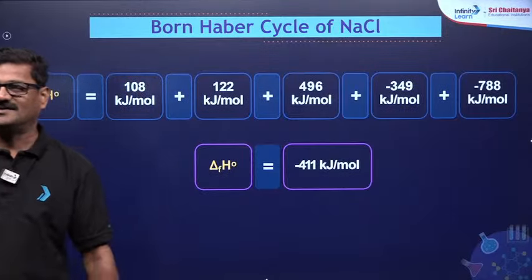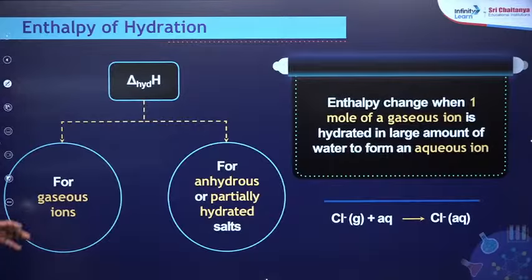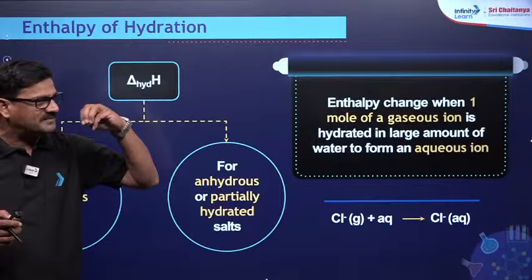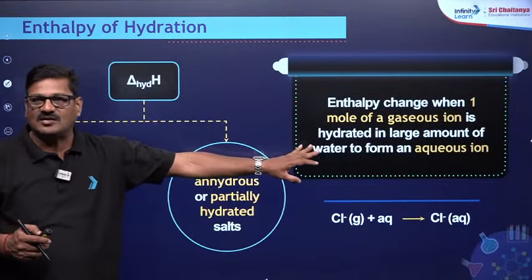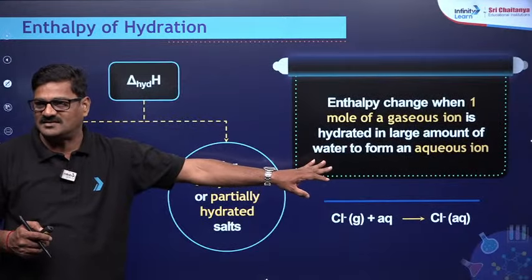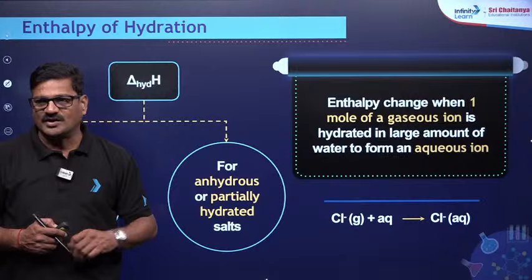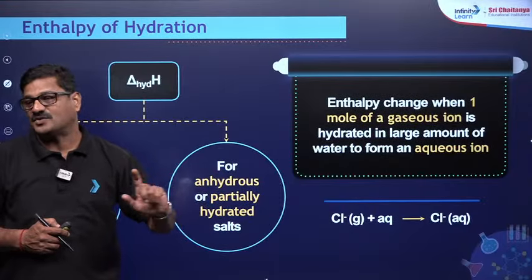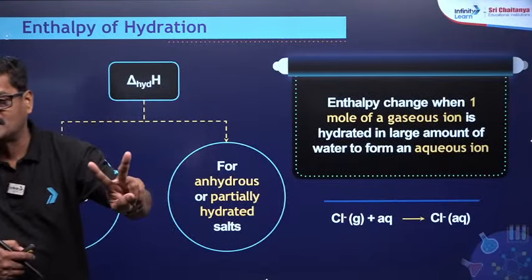Today we are discussing thermochemical equations. Now talking about enthalpy of hydration. This is the enthalpy change when 1 mole of the gaseous ions is dissolved in a large extent of the solvent to get hydrated. This is called hydration energy. So it is for the gaseous ions, for anhydrous partially hydrated salts. This is of two types.